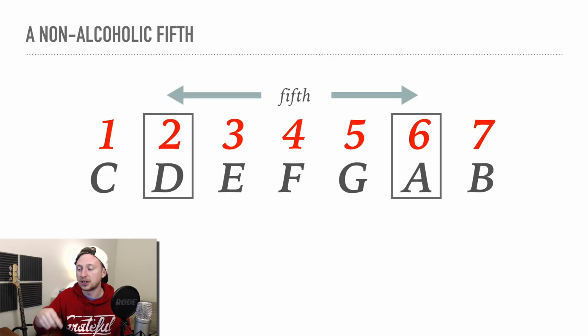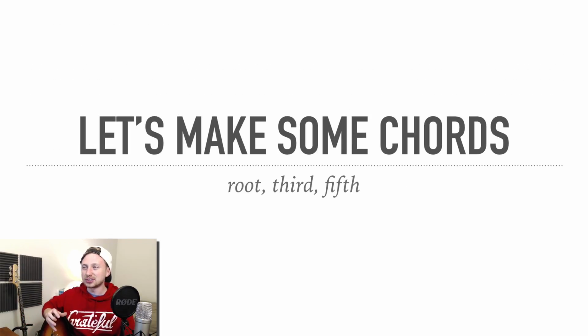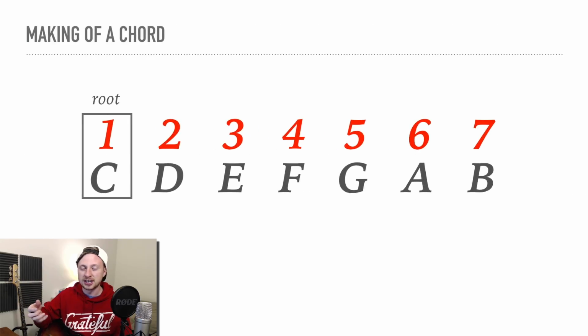They're a fifth apart. Okay, so let's take our new knowledge of intervals and let's make some chords using roots, thirds, and fifths. Now, I didn't really explain what a root was fully, but it's a pretty simple concept. So right now we're going to be playing a C major chord.